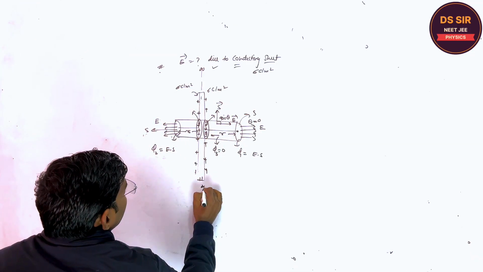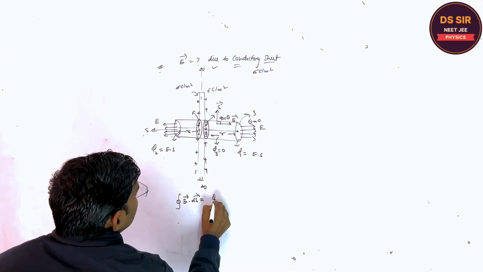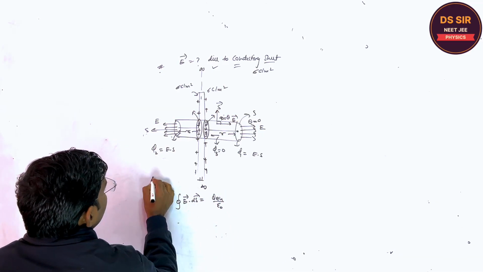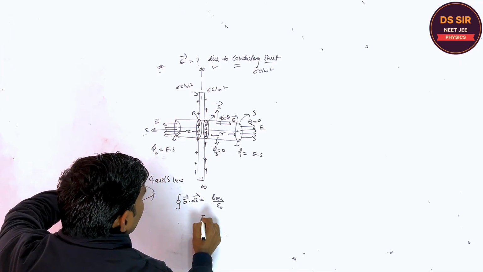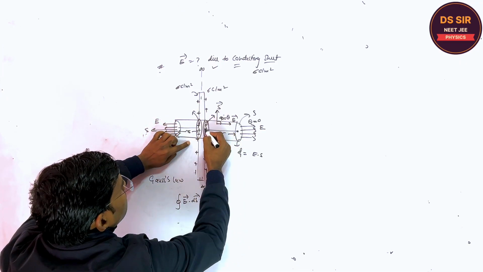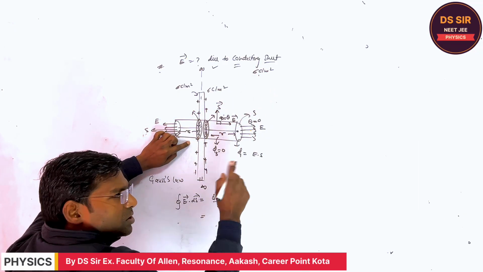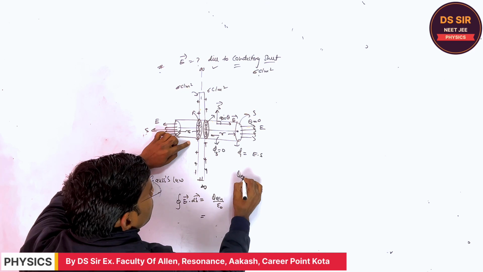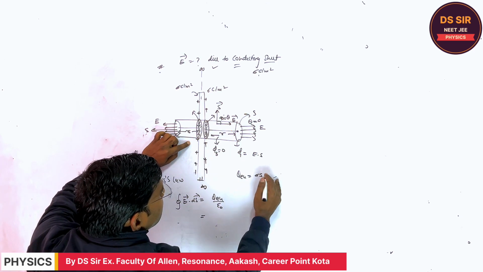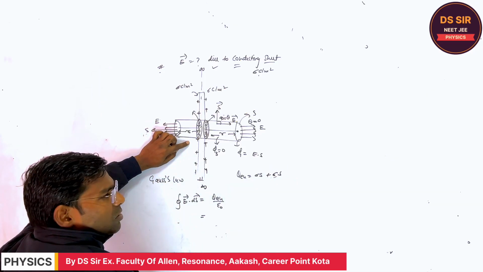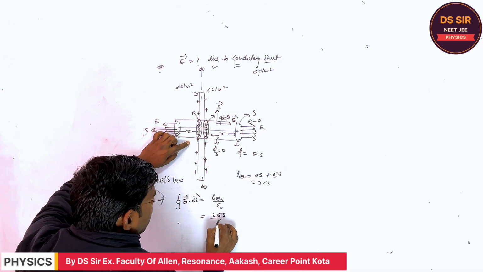Now you will consider the ∮E·dS is equal to charge enclosed divided by epsilon. This is what? Gauss's law. So what is the charge enclosed? You tell. This charge and this charge. If sigma coulomb per meter square is the surface charge density, so sigma into S plus sigma into S. Please tell, are you getting this or not? Yes. So this is 2 sigma S upon epsilon.